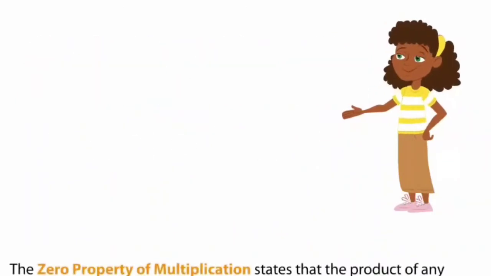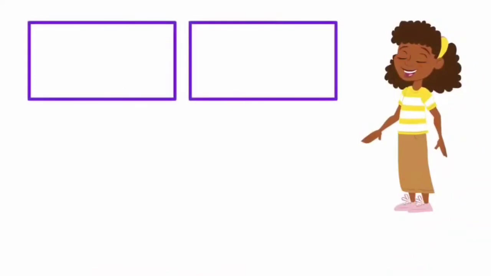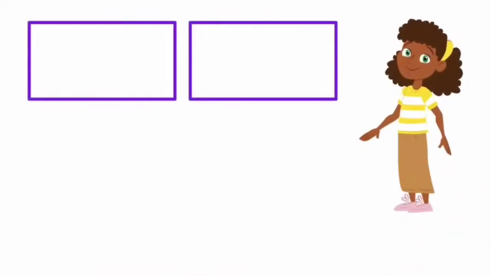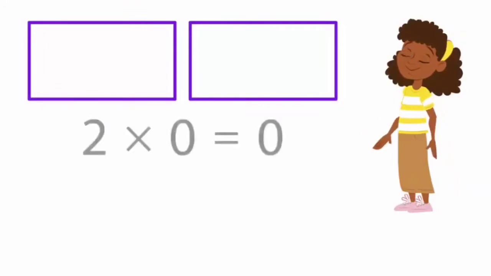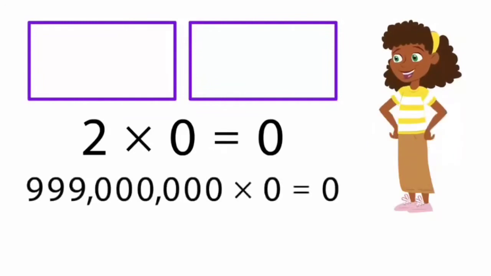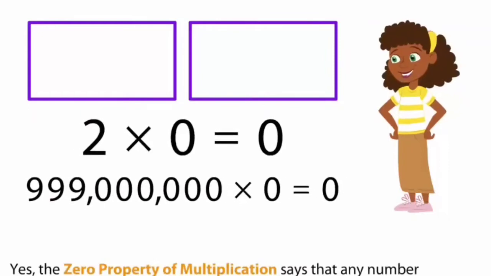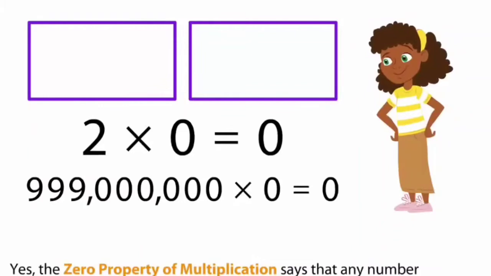The zero property of multiplication states that the product of any number and 0 is 0. How many groups do you see? How many are in each group? There are 2 groups with 0 in each group. So 2 times 0 equals 0. If you multiplied 999 million by 0, would the product be 0? Why? Yes, the zero property of multiplication says that any number multiplied by 0 equals 0.